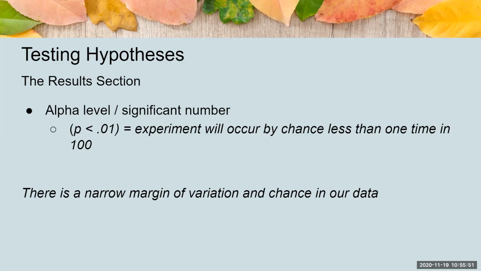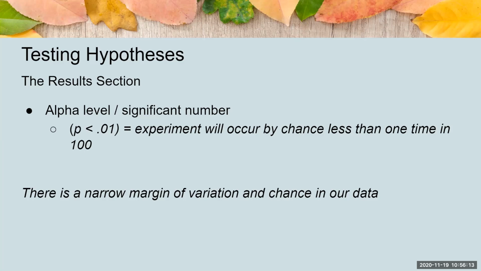Sometimes, or maybe most of the time actually, in the results section of any research paper, researchers usually state their significance number, or that alpha level we mentioned earlier. For instance, a researcher may say p is less than 0.01. This just means that the result would occur by chance less than one time in 100.